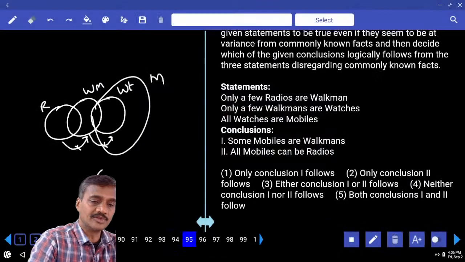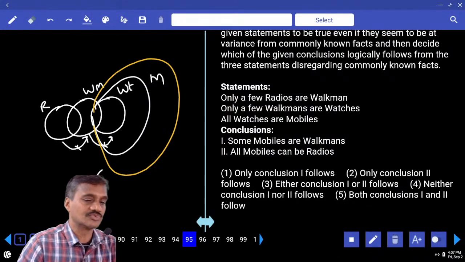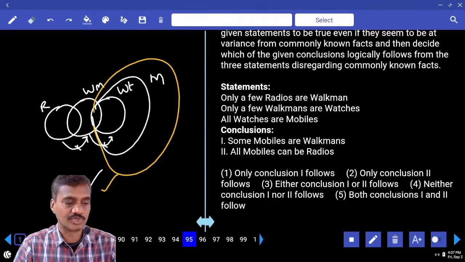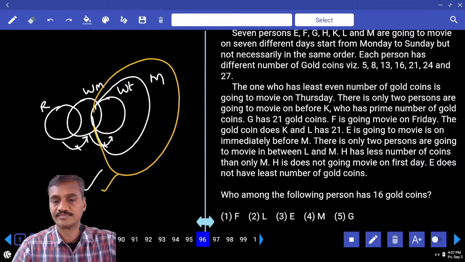All mobiles are radios is valid. Hence, what is your answer? Both 1 and 2. Choice 5, question number 95.